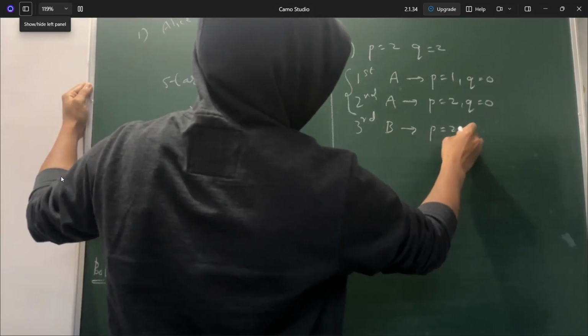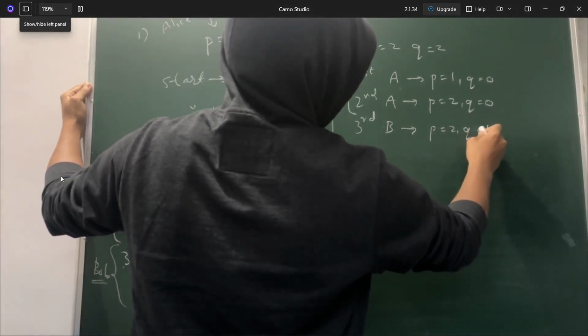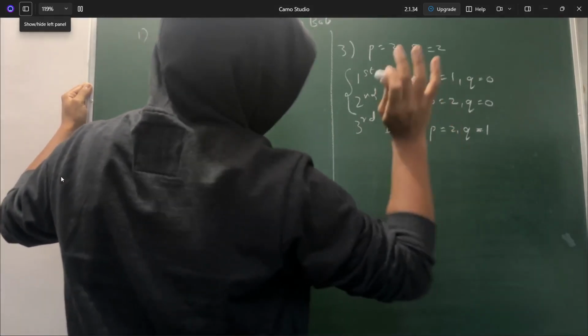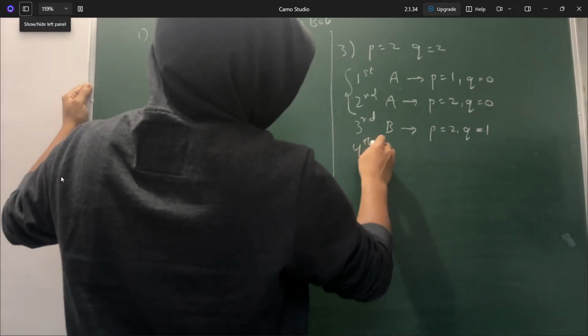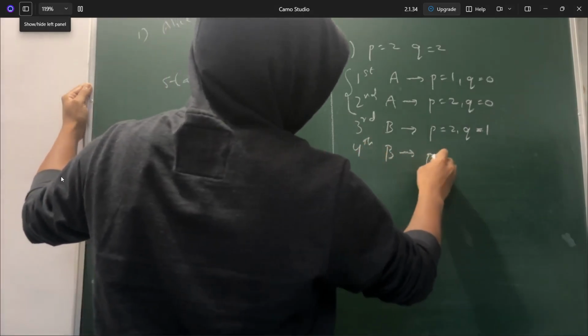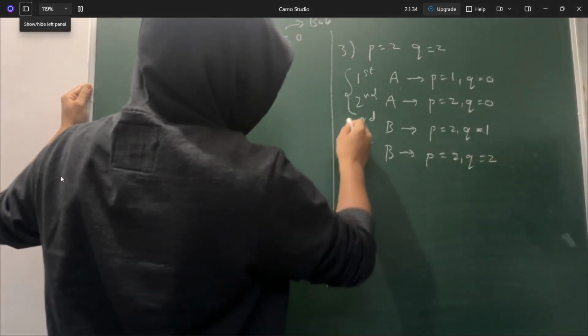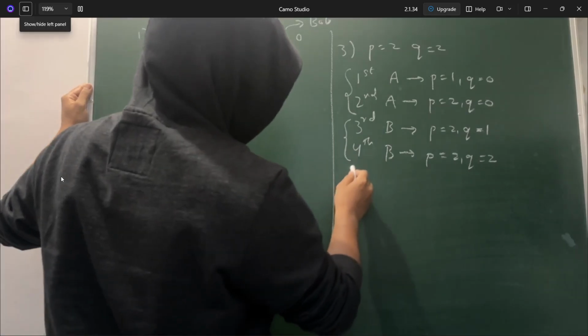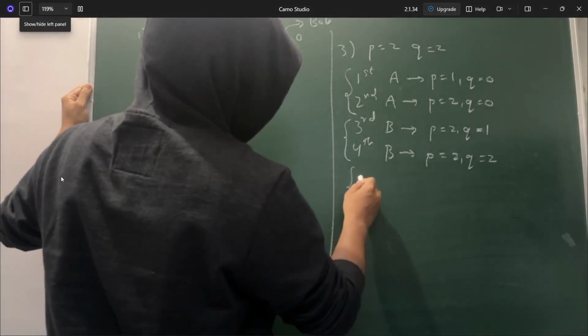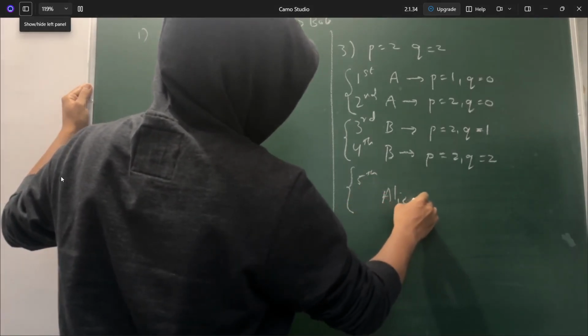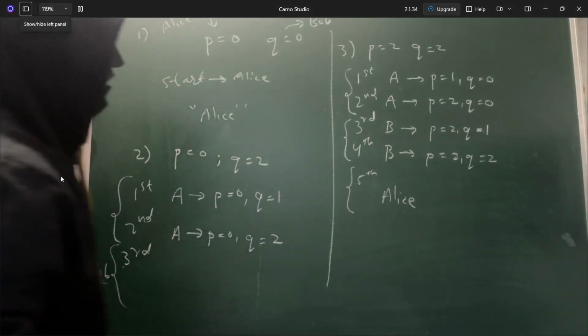Now let's say Bob has won, so his point is 1. Now why am I not increasing P? Because P is 2 only, which is what is required. Now the fourth serve will be done by Bob. Let's say again Bob wins, so his point will be increased by 1. So now Bob has done two consecutive serves. Now the fifth serve will be done by whom? Alice, because Bob has done two consecutive serves. Now it will be done by Alice.